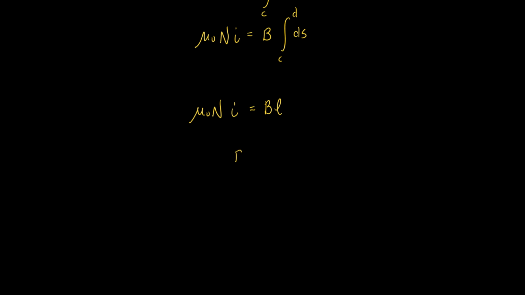When I solve this for B, group yours the way I group mine. Mu naught N over L times I. This is the magnetic field inside a solenoid, and this is known as the loop density. Sometimes written as mu naught little n times I, where little n is wraps per meter. I wouldn't memorize it that way. I would memorize it as capital N over L, and note that that is the loop density. It's a number of loops per meter.